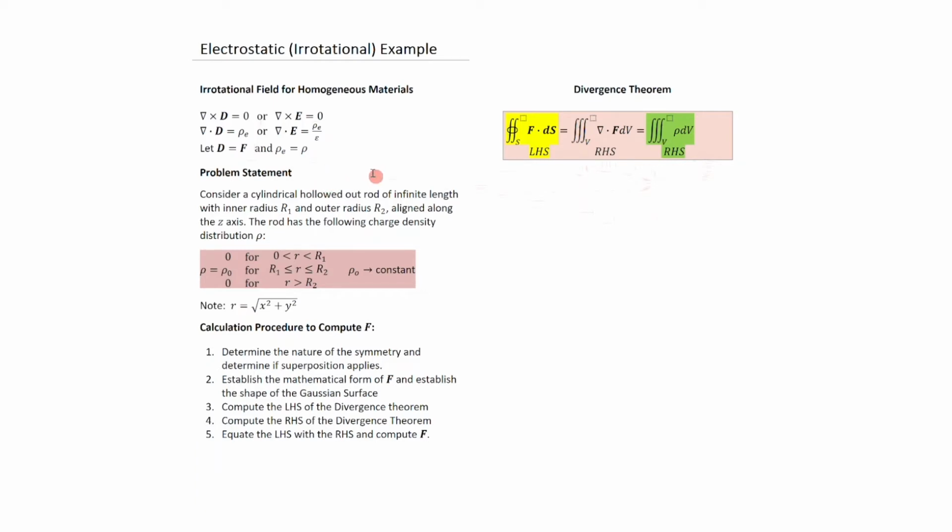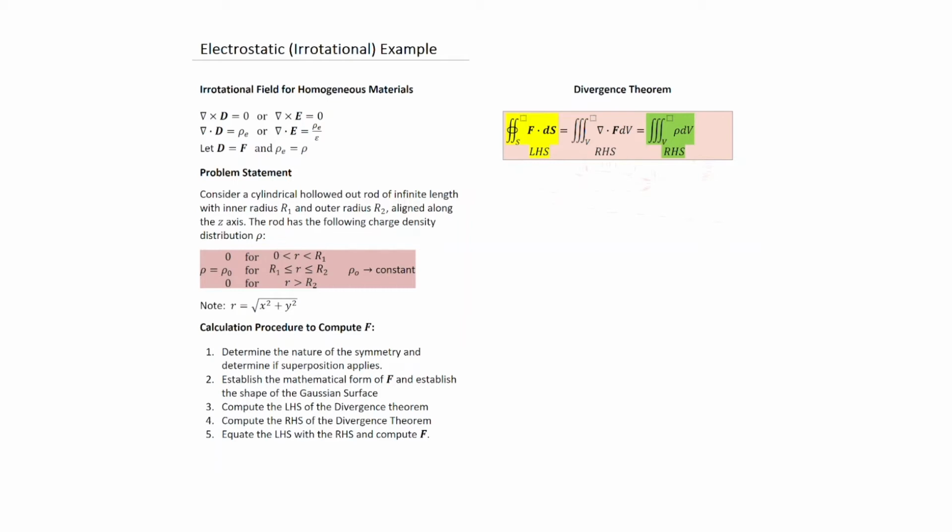So the problem statement is: consider a cylindrical hollowed out rod of infinite length with inner radius R1, outer radius R2, aligned along the z-axis. The rod has the following charge density distribution rho. For a radius between 0 and R1, the charge density is 0. Between R1 and R2, the charge density is rho naught, a constant value. And if you go in excess of R2, then the charge density goes back to 0. So it looks more or less like a shell of finite thickness and a uniform charge density in the shell itself.